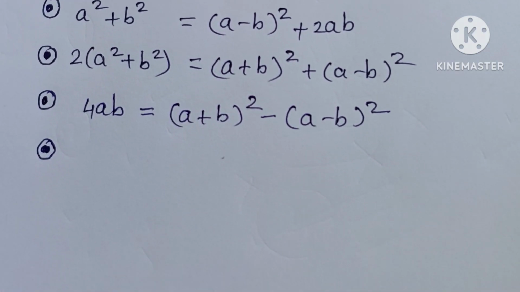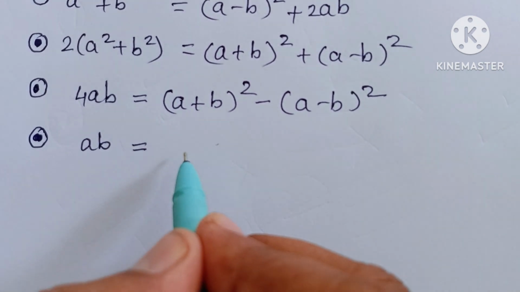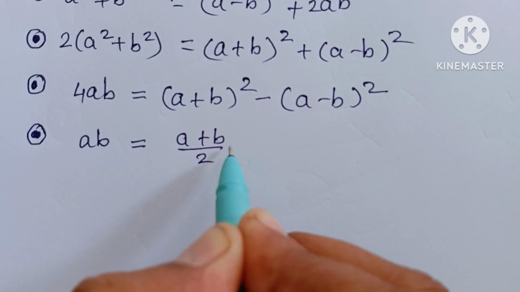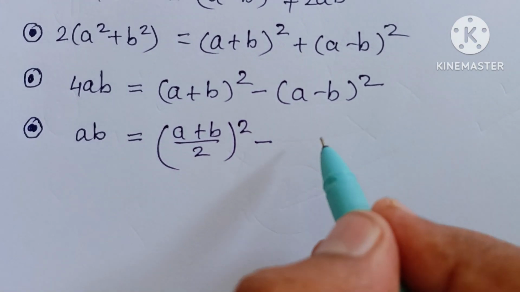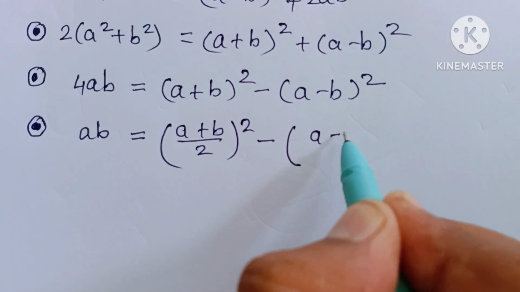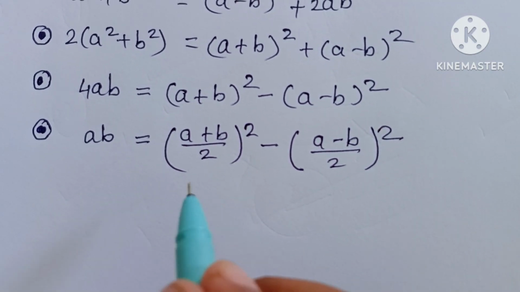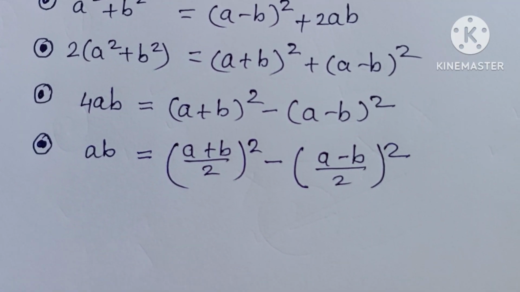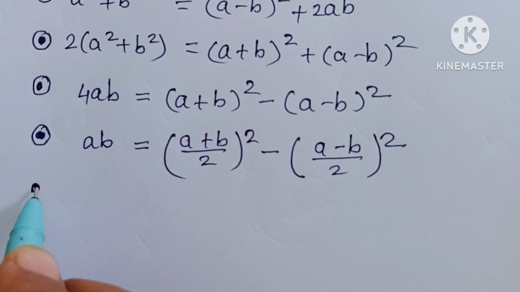Next identity, that is ab equals ((a plus b) by 2) whole square minus ((a minus b) by 2) whole square. After solving this, only ab will be left here.